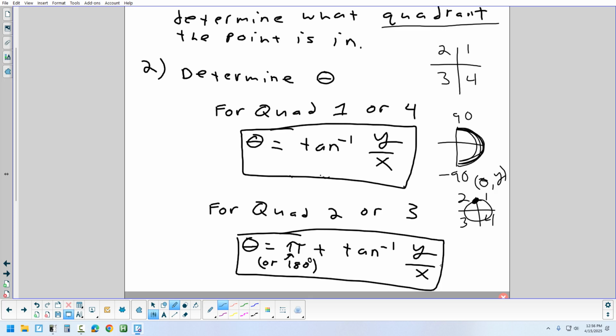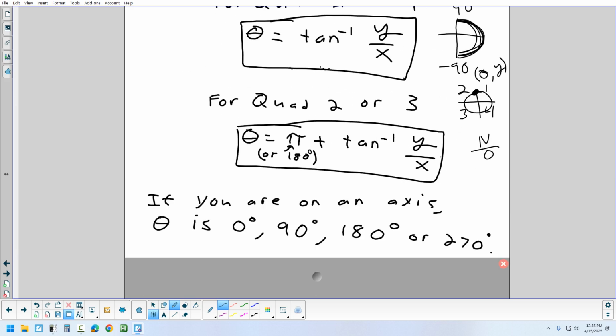Where would the 0 be? On the bottom. What happens when you put 0 on the bottom of a fraction? That's undefined. You can't have a number divided by 0. So what happens if you're on an axis? Well, we don't use those formulas. We just have to memorize that it's one of those answers.